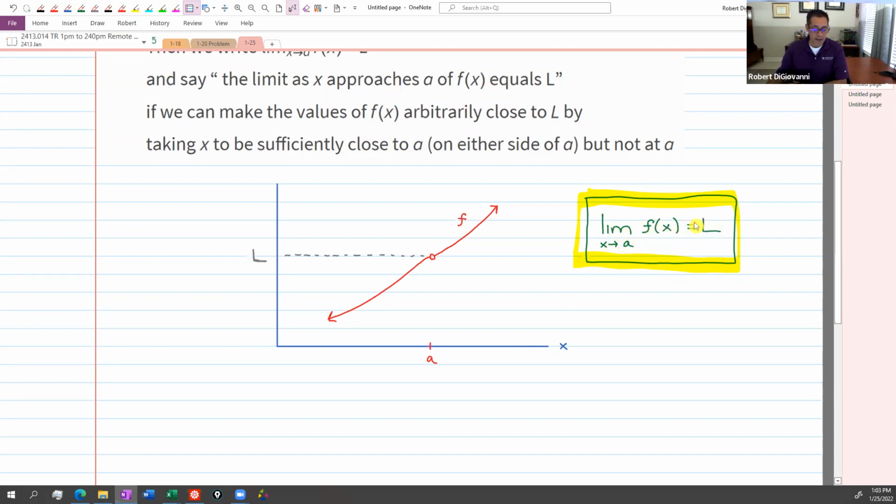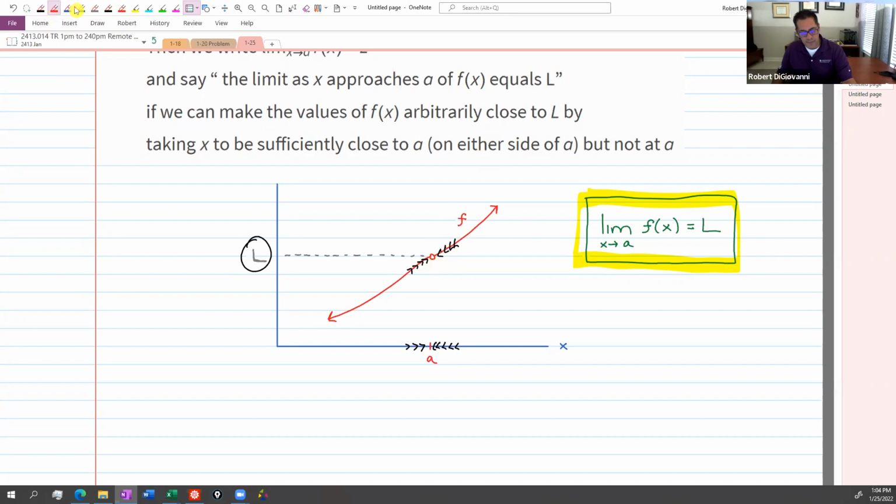When we write that, what we mean is that as you approach a on the x-axis from the left-hand side, the y value of the function starts getting closer and closer to this value L. Also, when you come in from the right, approaching a from the right, the same thing happens. The function's value is also approaching L. The important thing is to remember that what's happening at a is irrelevant, right? So I can have a hole here. That hole does not change the value of the limit.